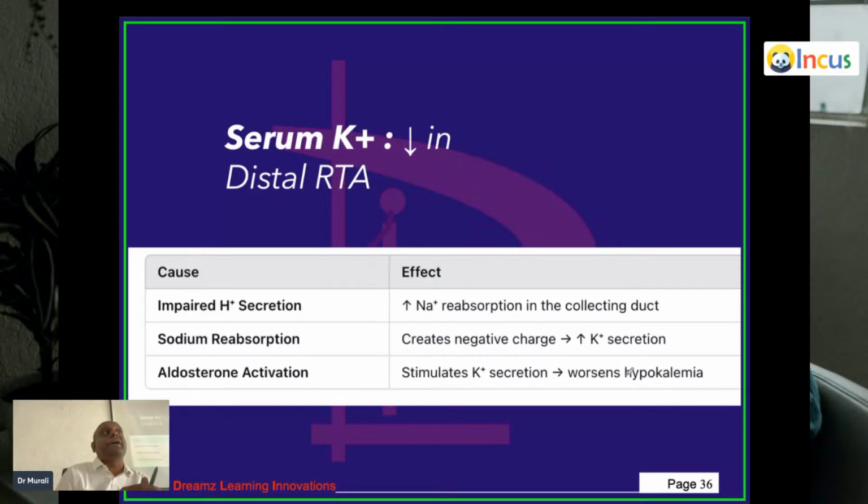Early morning, 2:30, I got a call from the intensivist. The patient had a cardiac arrest. Wow. 63, very young age. 63.